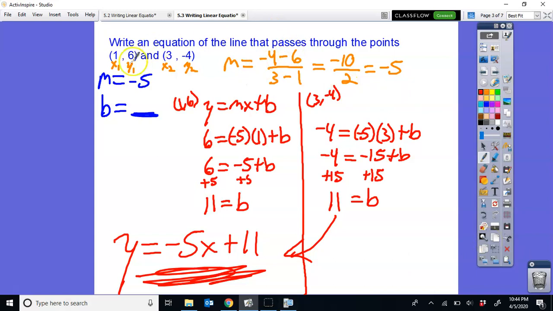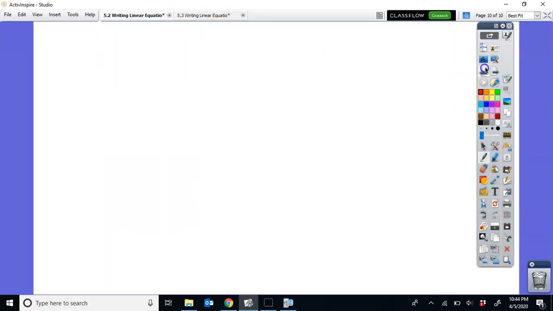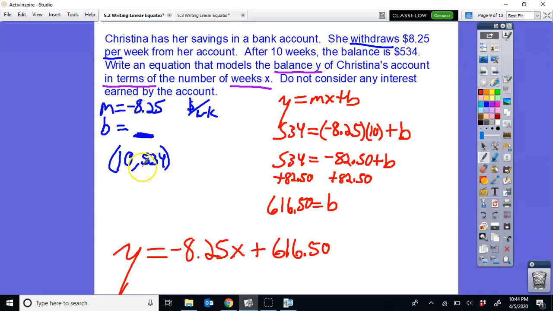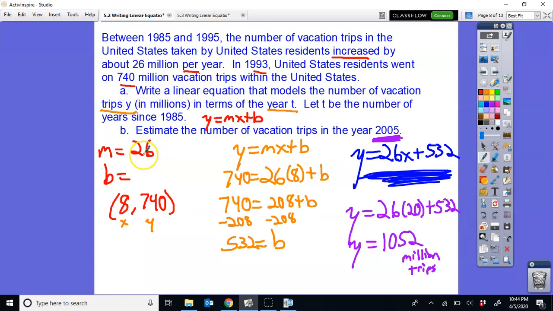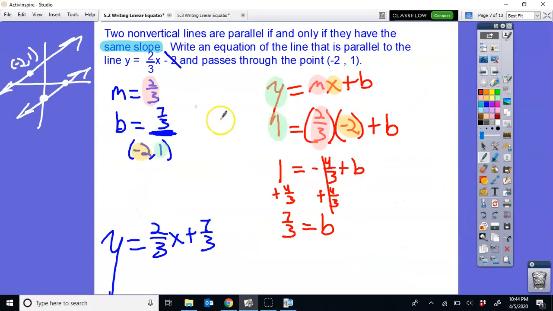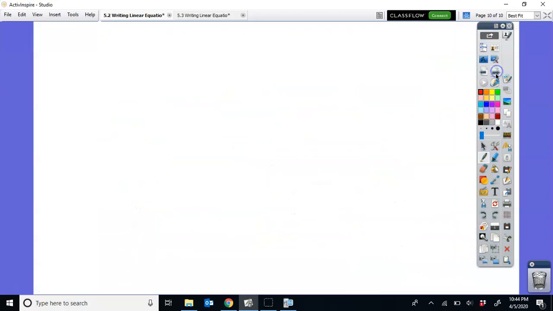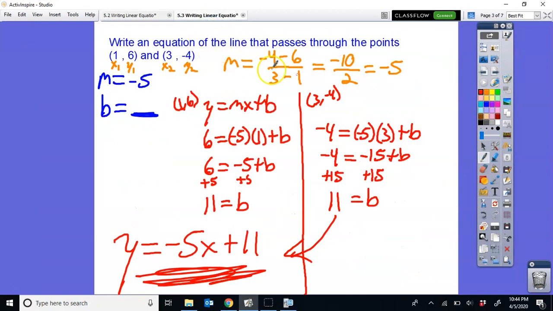As long as you use either one of those points and you use the slope that you have, you can do the same thing that we did over here when we had the slope and the point. It's the same concept. The only difference now is I actually had to find the slope first before I could find my b value.